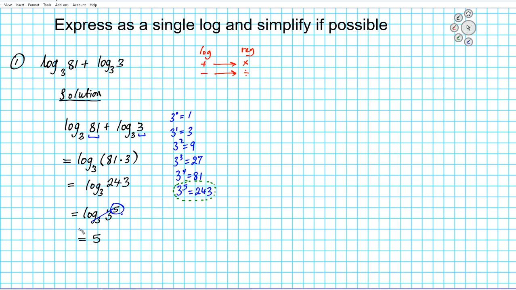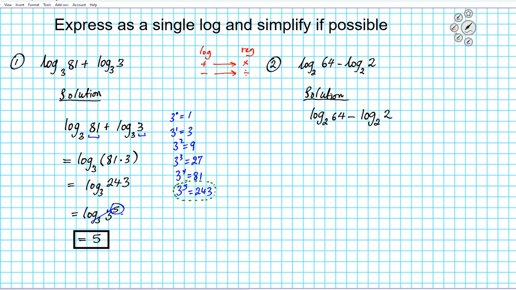All right, let's take a look at question number 2. So for question 2, what if we have log base 2 of 64 minus log base 2 of 2? In this particular case, we're looking at the difference of logarithms. The subtraction of logarithms is equivalent to division of the logarithmic arguments in the regular world.